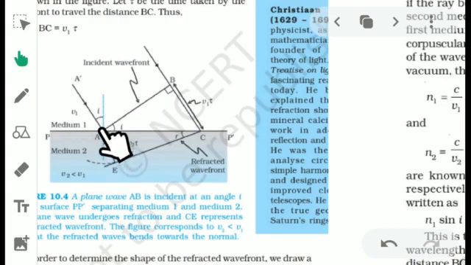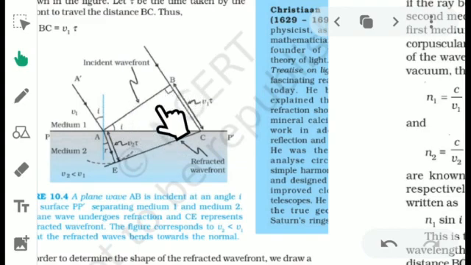If we take A as center and AE as radius, draw an arc. So this is the position of the refracted wavefront. If you take the tangent of that sphere, then you will get the refracted wavefront. Here EC is the refracted wavefront and AB is the incident wavefront.